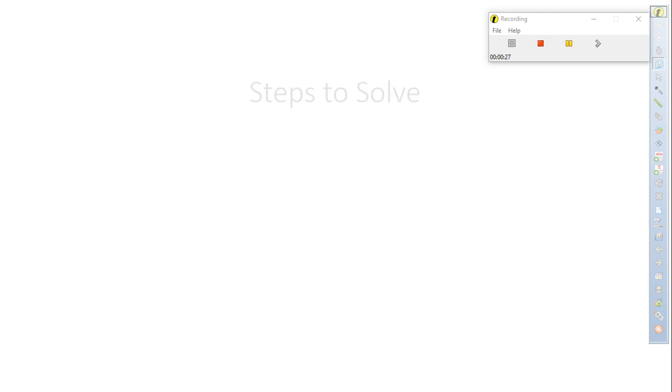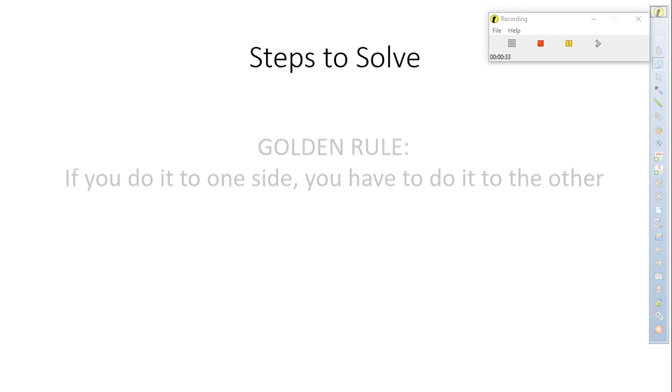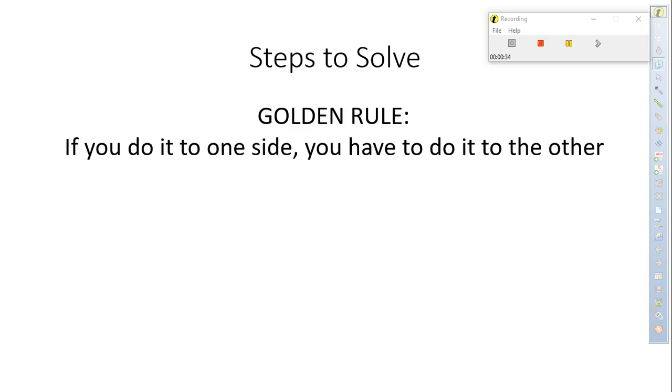Things to remember when solving equations. The golden rule of algebra is if you do it to one side, you have to do it to the other. We talked about how it's a balance. If you had something that was balanced out and you added something to one side, you would have to add it to the other to even out that balance. Same thing, if you took it away, one side's going to go up, the other side's going to go down, so you have to take away the same thing from the other side. It works just the same in math.